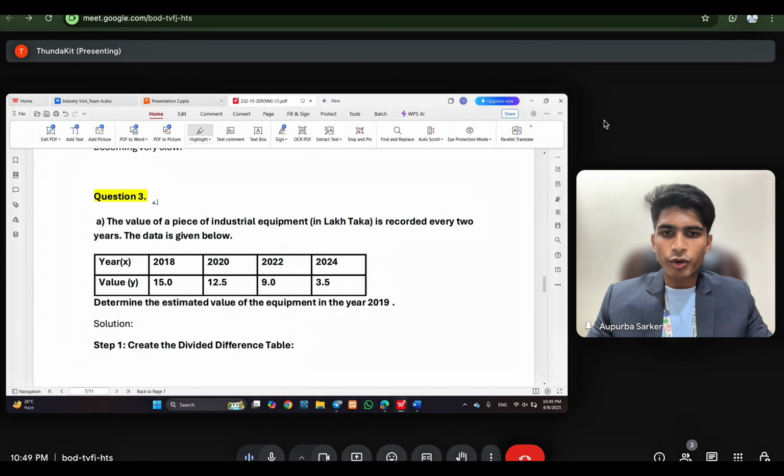Question 3. Today we are going to solve a problem about estimating the value of industrial equipment using Newton's divided difference interpolation and Lagrange interpolation. Our problem is to find the estimated value of a piece of industrial equipment in the year 2019. We are given the following data. Year x equals 2018, 2020, 2022 and the last is 2024. Value of y is 15.0, 12.05, 9.0 and the last is 3.5.